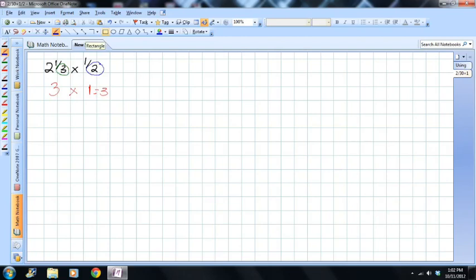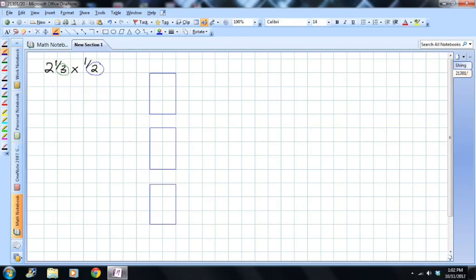So let's look at this. We want 3 rectangles, 3 units tall and 2 units wide. Here's another one, 3 units tall, 2 units wide, and we need one more, 3 units tall and 2 units wide. Now, let's talk about how we're going to split these rectangles up. Let me make these just a little bit darker.